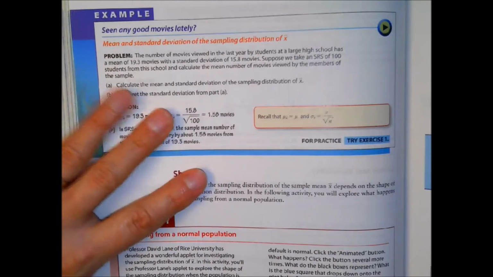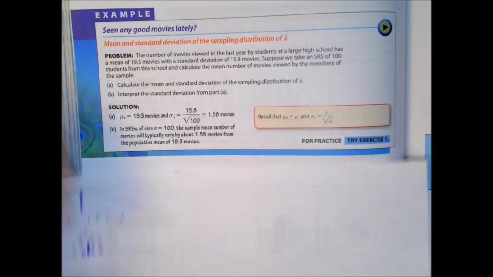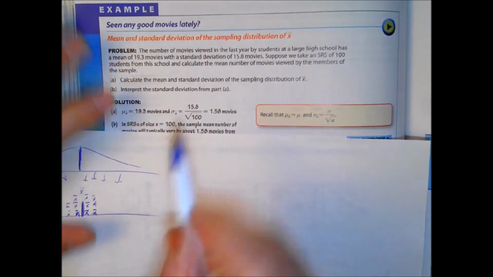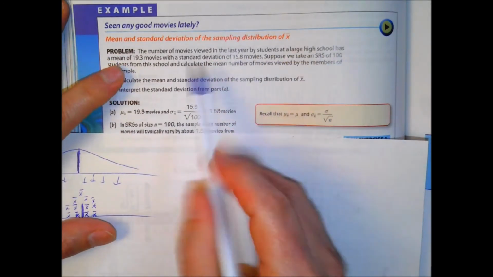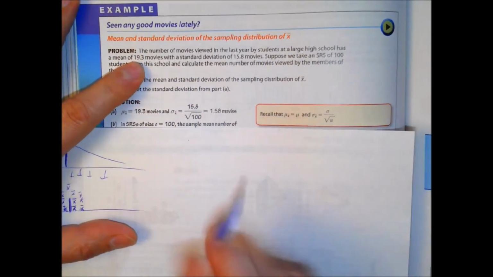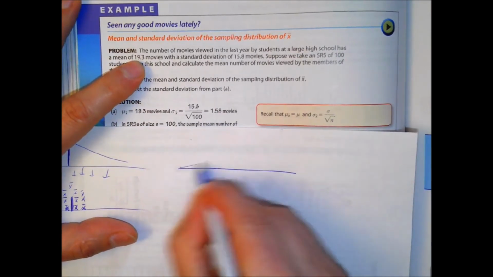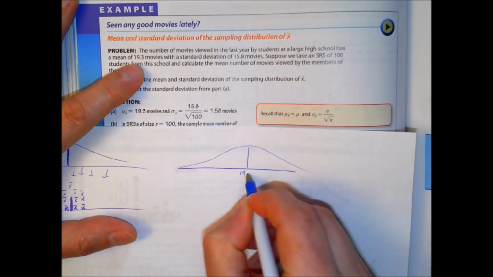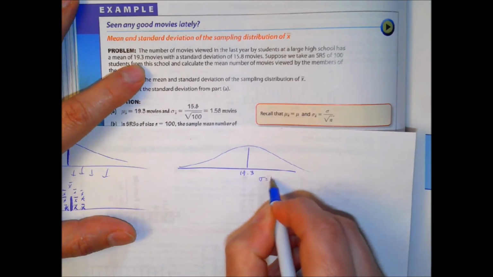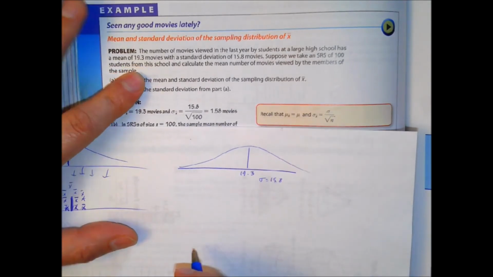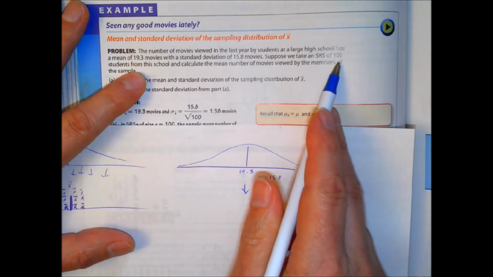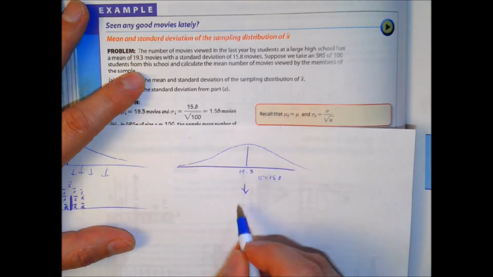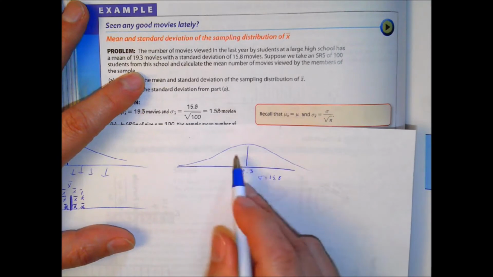Number of movies. This has probably changed since this book because of the pandemic, but anyway. The number of movies viewed in the last year by students at a large high school has a mean of, okay, so my population has a mean of 19.3 and a standard deviation of 15.8. Okay, suppose we take a simple random sample of size 100 students. We take 100 students, find the mean, take another 100 students, find the mean, etc.